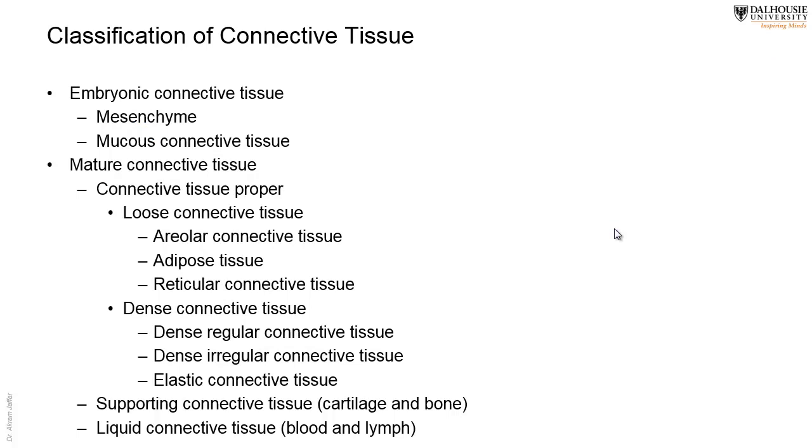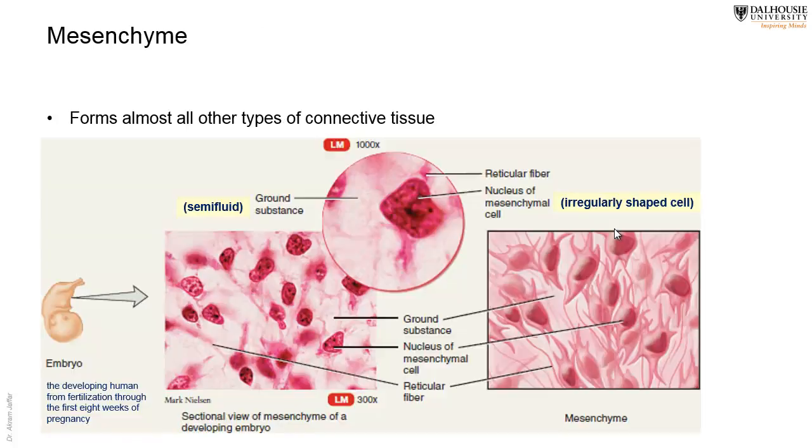The connective tissue is classified as follows. First of all, it is either embryonic or mature connective tissue. The embryonic connective tissue is either in the form of mesenchyme or mucoid, or mucous, connective tissue. I will deal with the embryonic connective tissue now. This is the mesenchyme.